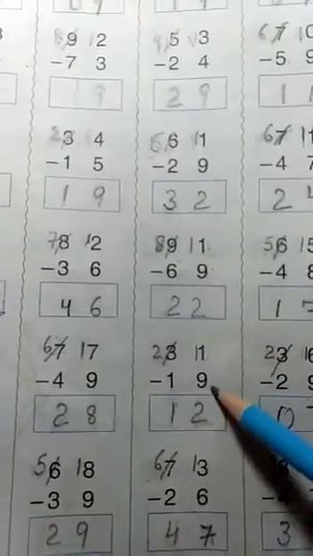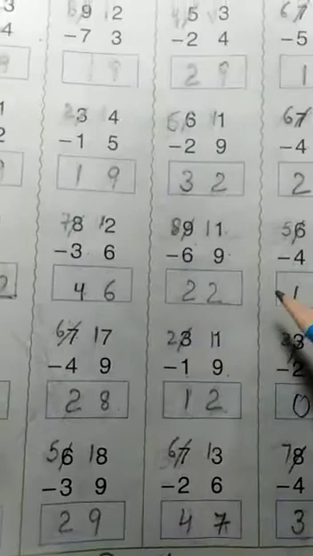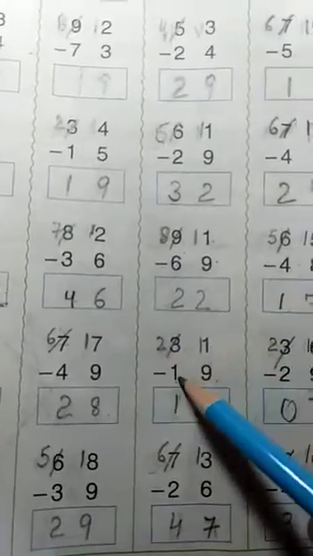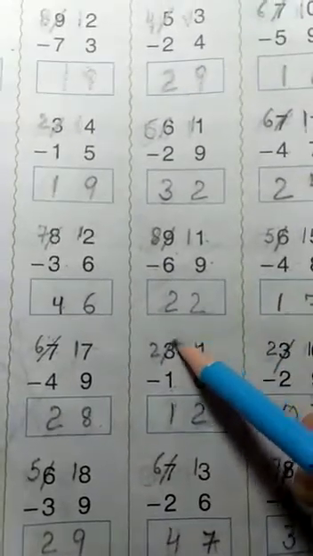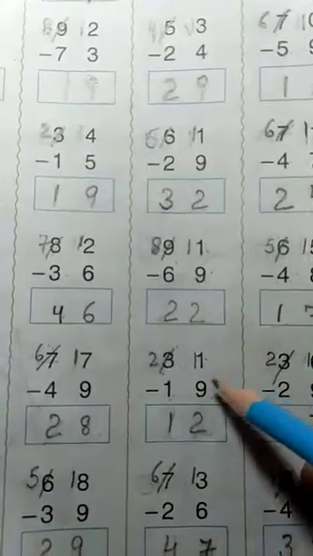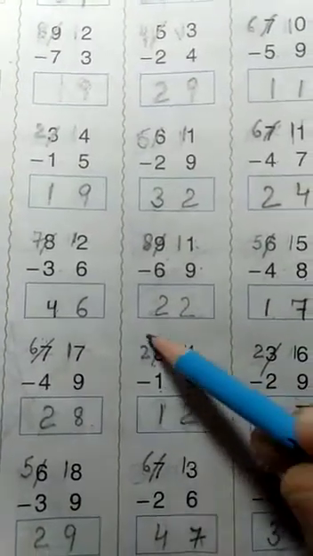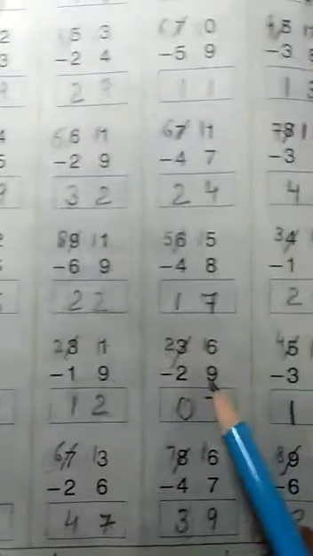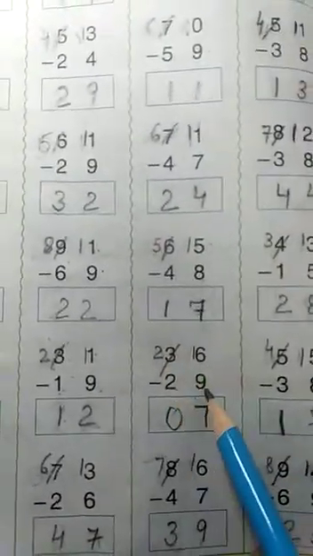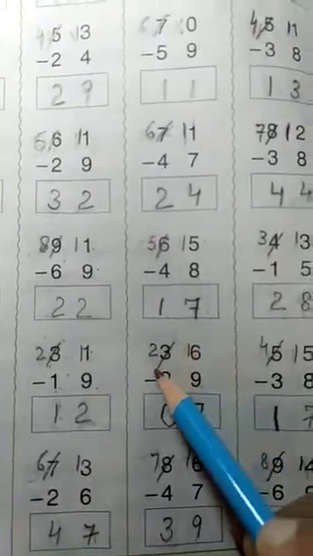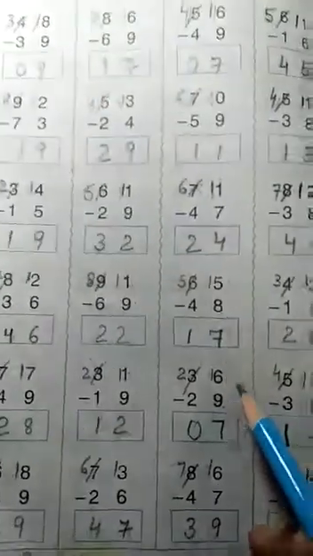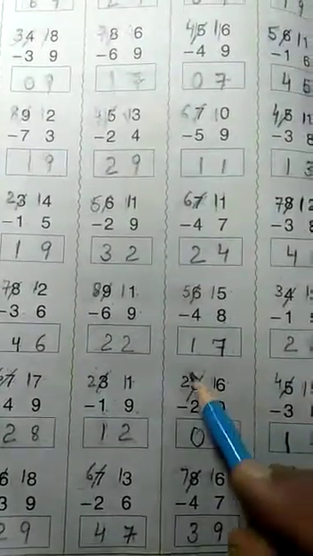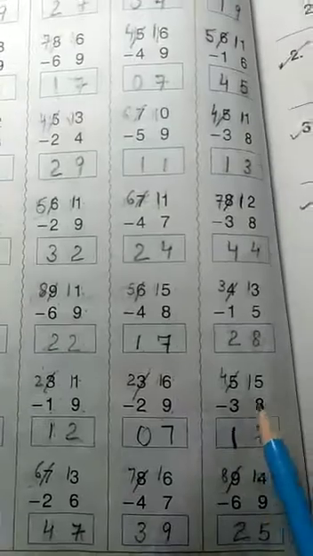81 minus 19. Again, the same way. This is 31 minus 19. When you borrow 1, it becomes 11. 11 minus 9 will give you 2 and 2 minus 1 will give you 1. 36 minus 29. Again, the same way, borrow 1 from here, this becomes 16. 16 minus 9 will give you 7 and 2 minus 2 will be 0.